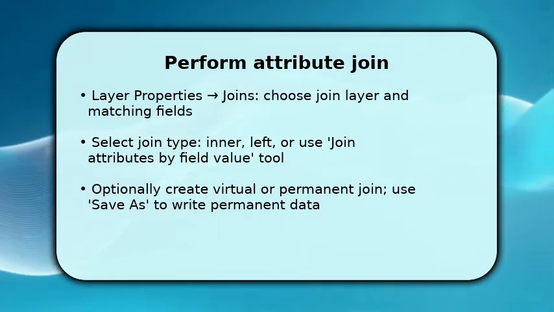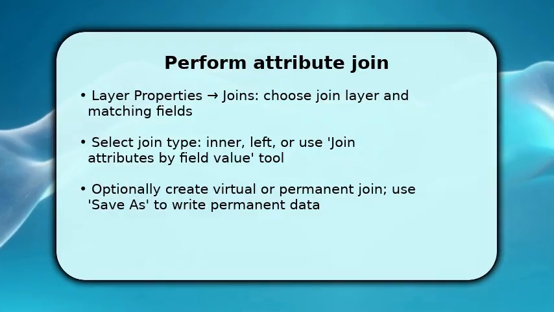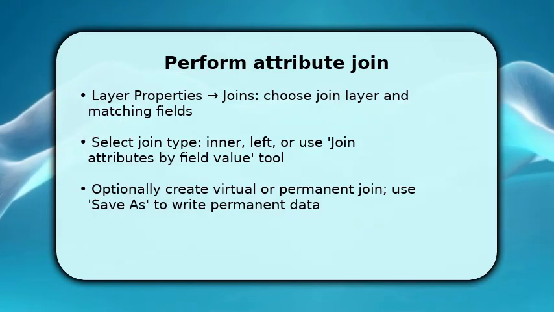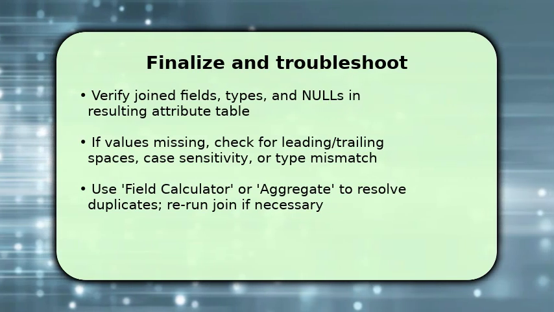Once the join appears correct in the attribute table, decide whether to keep it virtual or make it permanent. To finalize, you save as, or you finish by validating the result. Open the exported layer and scan joined fields for completeness, correct types, and unexpected null.